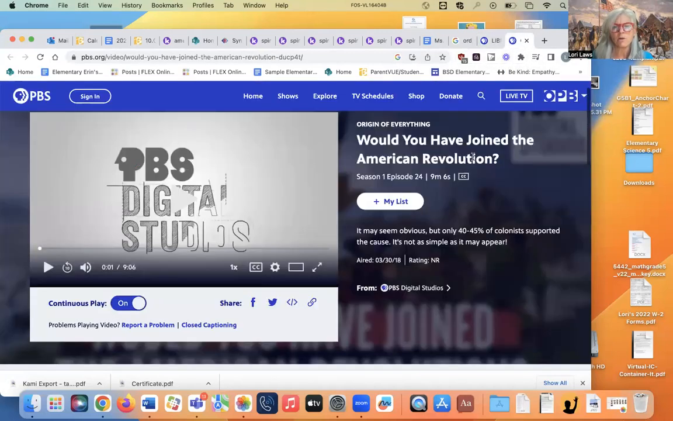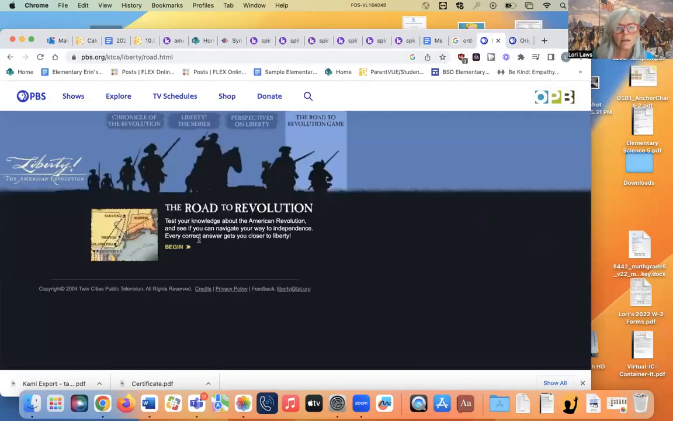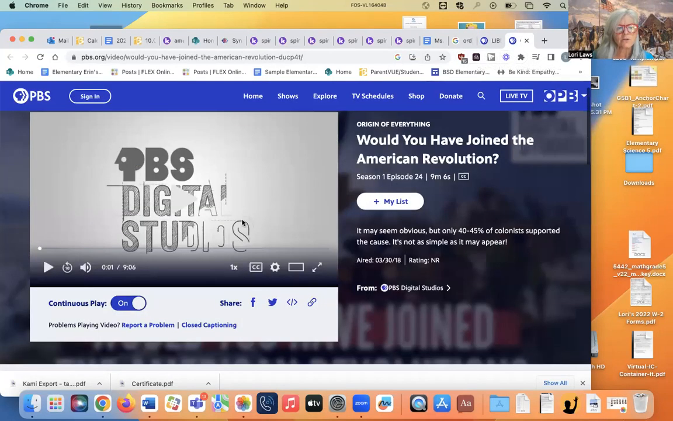They have this whole thing: Would you have joined the American Revolution? This is all about who joined, who didn't join, and why, and what was going on to build up to that. And then this is this little quiz testing your knowledge about the American Revolution. I think we'll do this one tomorrow when we know a little bit more. Today, we're going to watch the first few minutes of Would You Have Joined the American Revolution?